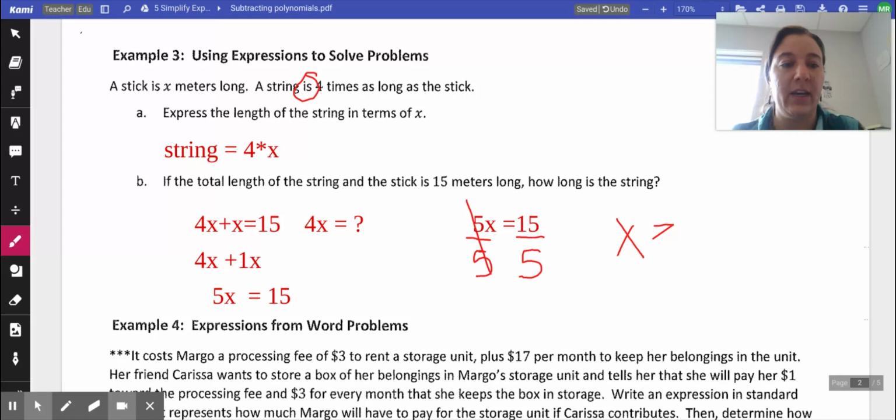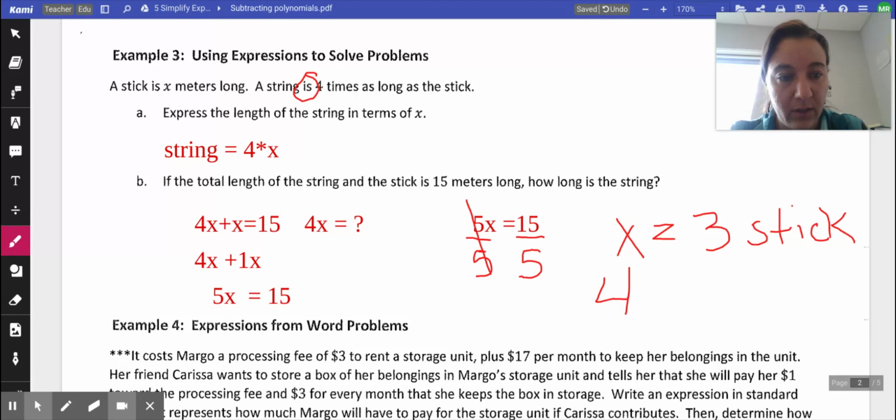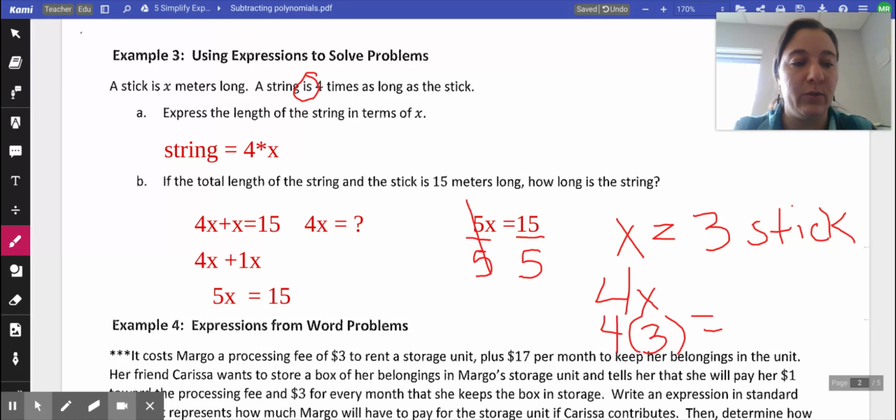What is x? x is the stick. And boss man or boss woman wanted to know what's the string. So I need 4x. Well, x is 3, so I'll replace the x with a 3. I will substitute it in, and I will get the answer, and I will label the answer. Labeling is very important. Tells everybody what else is going on, and I also like to box in the answer. It makes it stick out better.